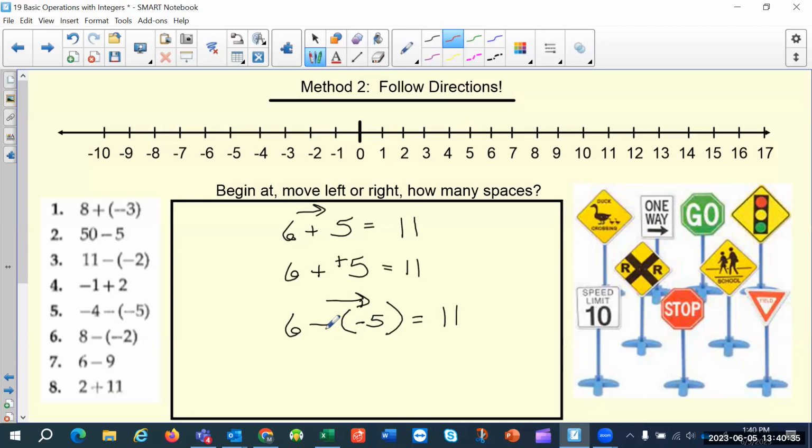Well, here's one way you could think about it. You could just say to yourself that minus, and this is what most teachers will tell you, minus a negative equals plus a positive.